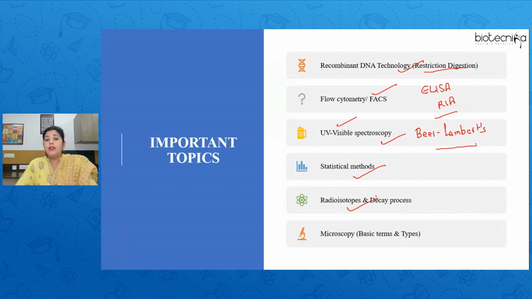Again, from here, we expect numerical questions on half-life or radioactive decay. And even match-the-following type questions or statement-based questions are asked on radioisotopes as well. And then from the exam point of view, microscopy basic terms like magnification, resolution, and numerical aperture need to be very much clear. And you also need to be familiar with the applications of light and electron microscopy.